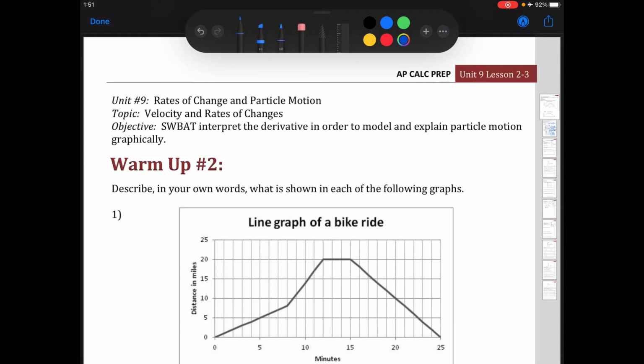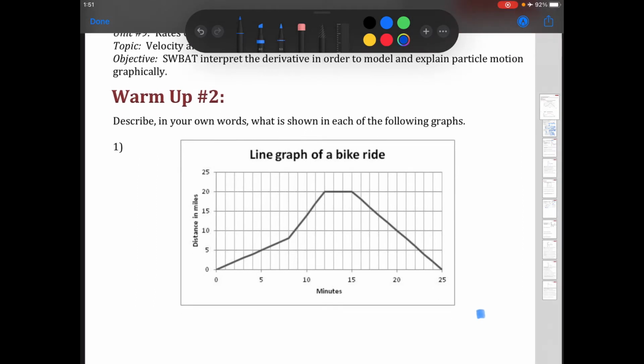Our topic today is velocity and rates of change. So I want you to get started with the warm-up. It says describe in your own words what is shown in each of the following graphs. So let's talk about the movement of these graphs in terms of increasing, decreasing, and constant.